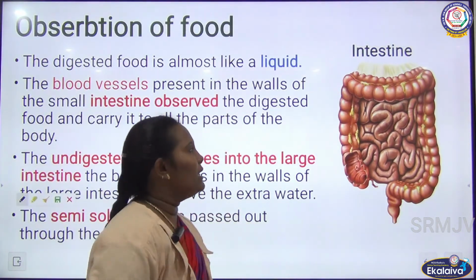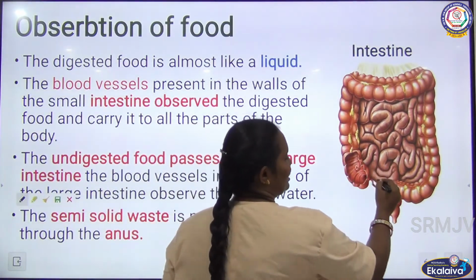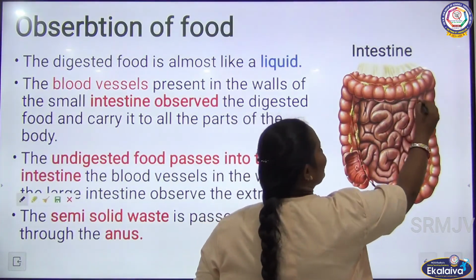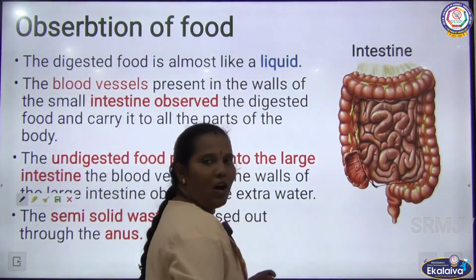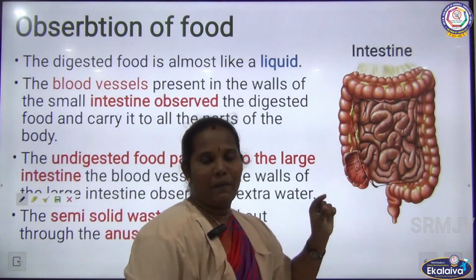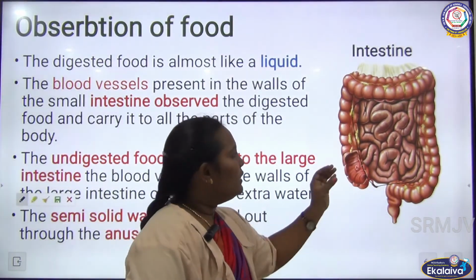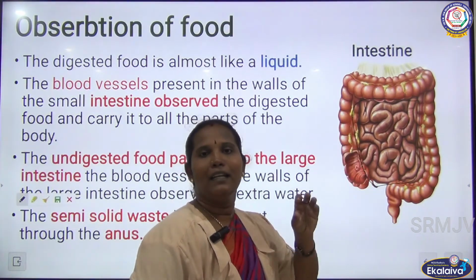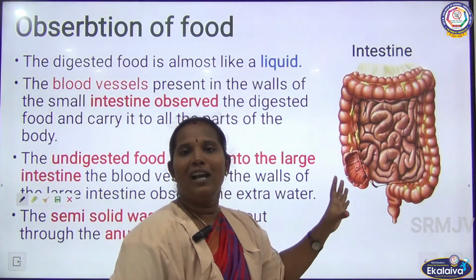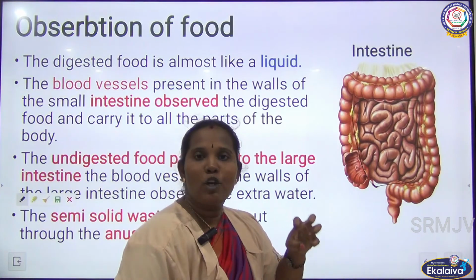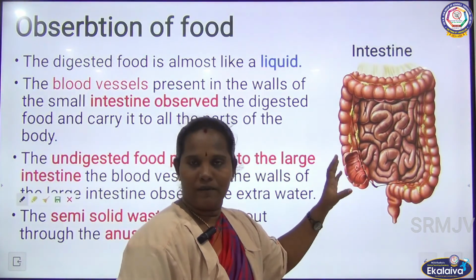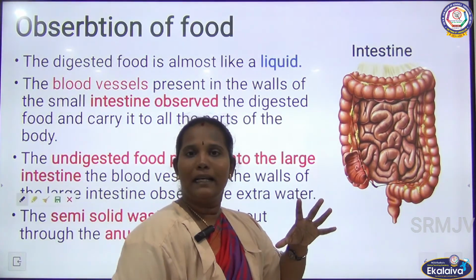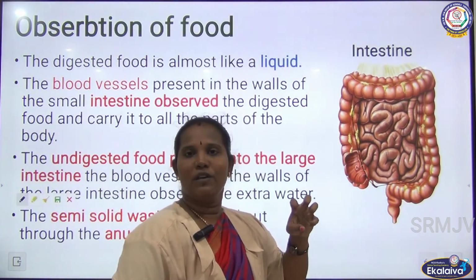How has this happened? With the help of the small intestine. This part is there, no? The small intestine is a food pipe. It is actually a food pipe. Here the food enters after the stomach, in liquid form. So the small intestine helps to absorb the nutrition from the food. It completely absorbs all the nutrition from the food.